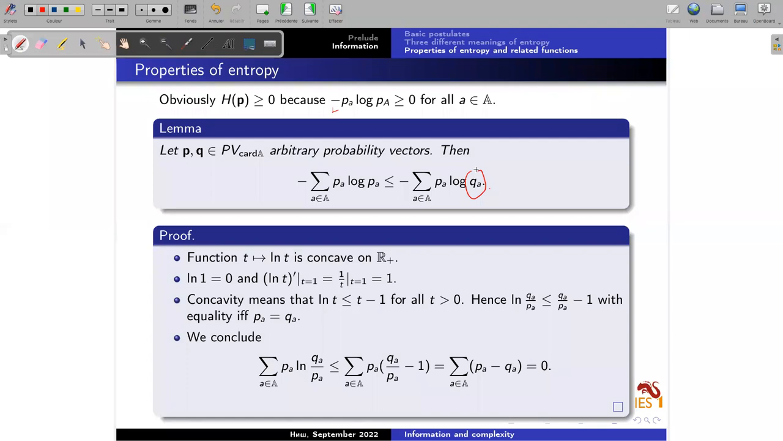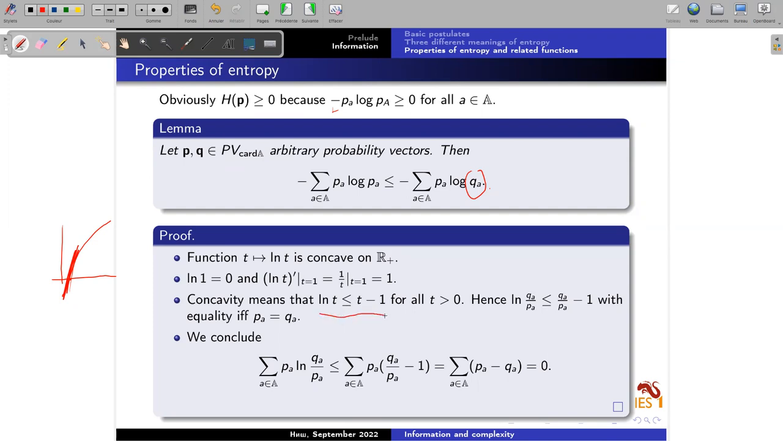The function t log t is a concave function on R, so a concave function is like that. So we have the curve below, and so that means that the graph of the function will be below the graph of the tangent to the function at any point. So I'm taking the tangent at 1, so the tangent at 1 has a slope equal to 1, it is equal to 0, so it's like that. And so the concavity means that the graph of the function is always below the tangent.